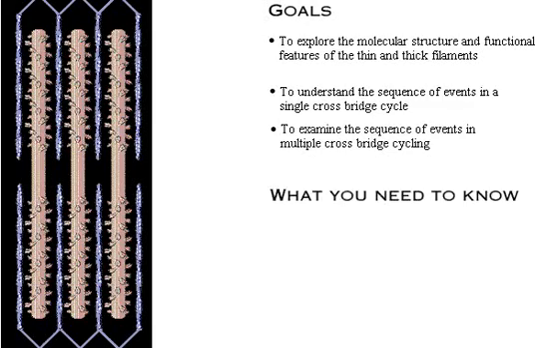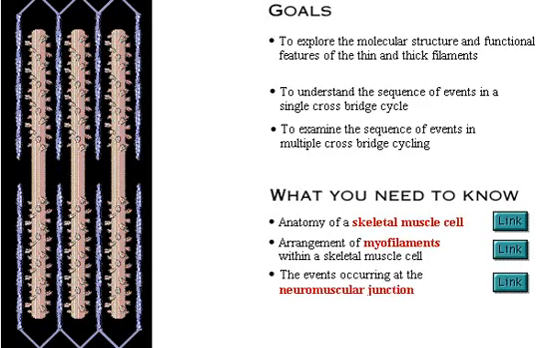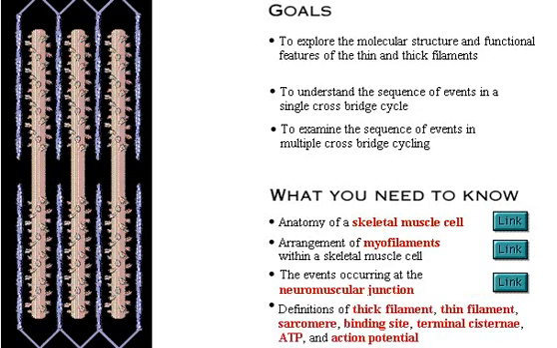Here's what you need to know: the anatomy of a skeletal muscle cell, the arrangement of myofilaments within a skeletal muscle cell, the events occurring at the neuromuscular junction, and definitions of thick filament, thin filament, sarcomere, binding site, terminal cisternae, ATP, and action potential.